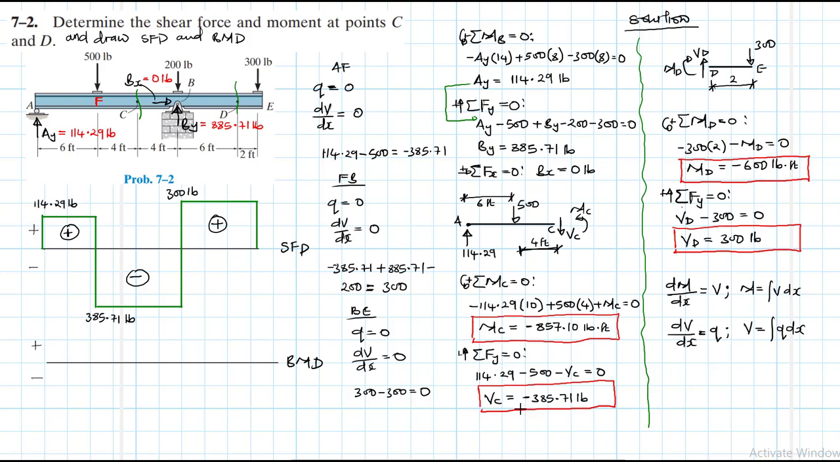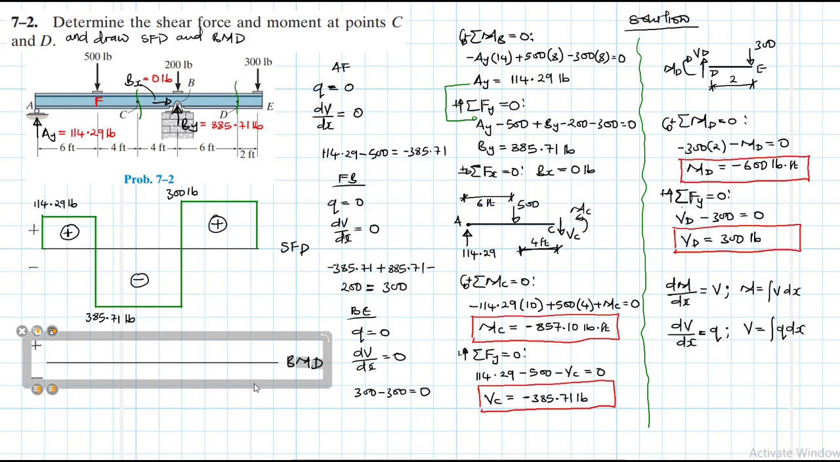So let's look at what we found at C. At C we found a minus 385.71, negative. Great. And at T, let me just write this one. We say this is negative. Okay. And for section D, we found a 300 positive shear. Great. So everything is matching. Let's draw our shear force, our bending moment diagram.